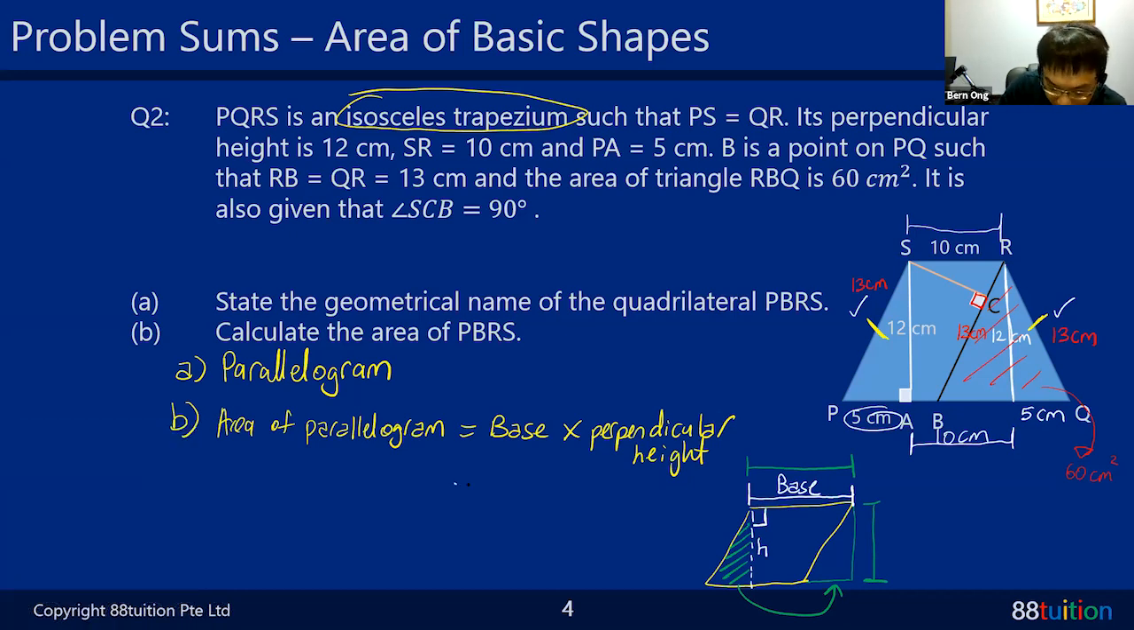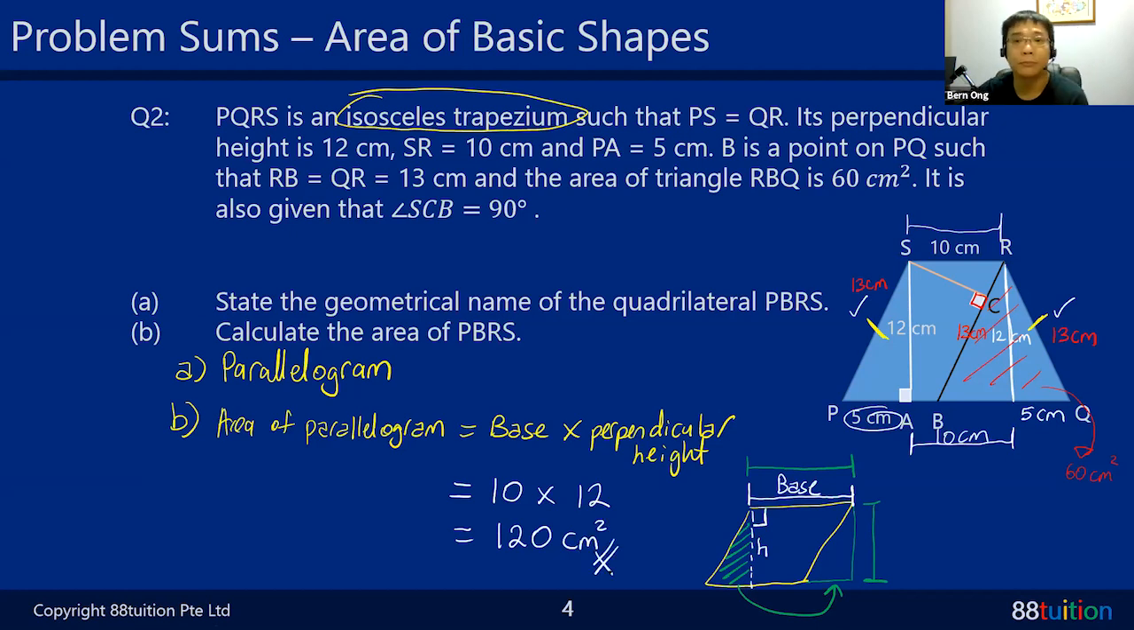Nothing difficult. So in this case, what's the base? The base is 10 cm. 10 times what? What's the perpendicular height? 12. 10 times 12. So simple. The answer is 120 cm squared. I got it. So it's not difficult. Area of parallelogram, base times perpendicular height. Cool. That's it. Moving on.